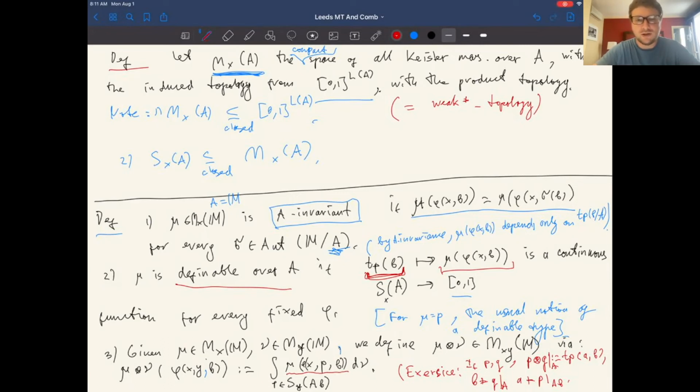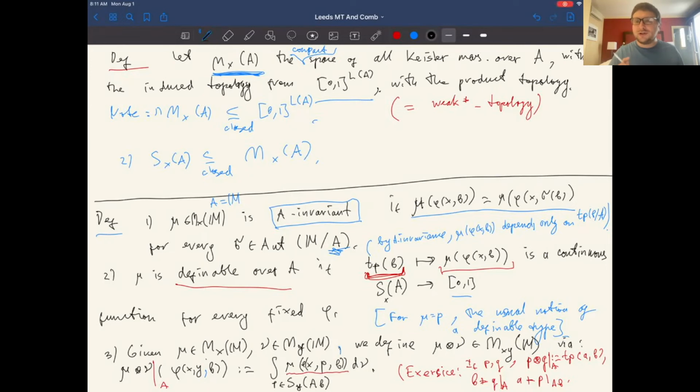And for measures, it's the same idea. Strictly speaking, I guess that's what you're pointing out, what I really defined here is mu tensor nu restricted to A. And we can play the same game over any larger set of parameters which contains A. And this is how you get a global measure. Is this okay? Yep. Okay. All right, so we have this notion of a product of two Keisler measures.